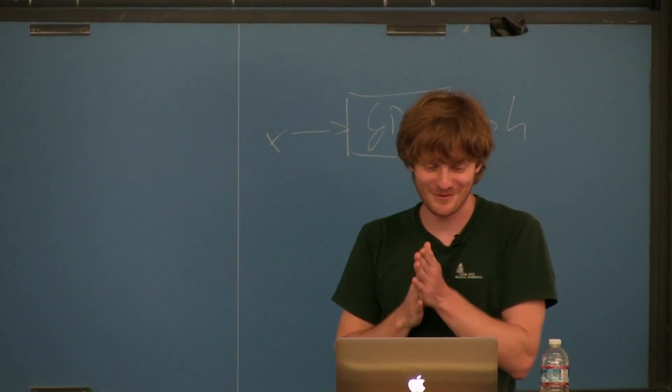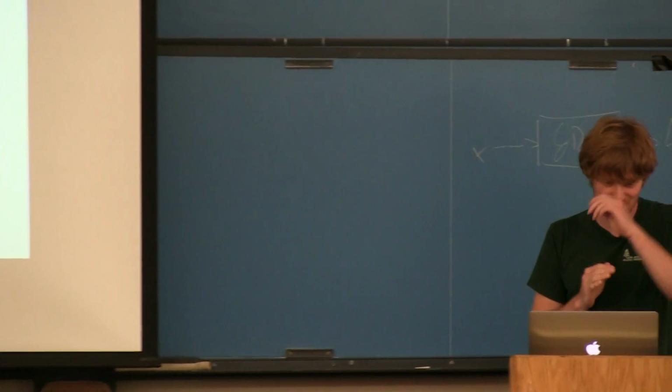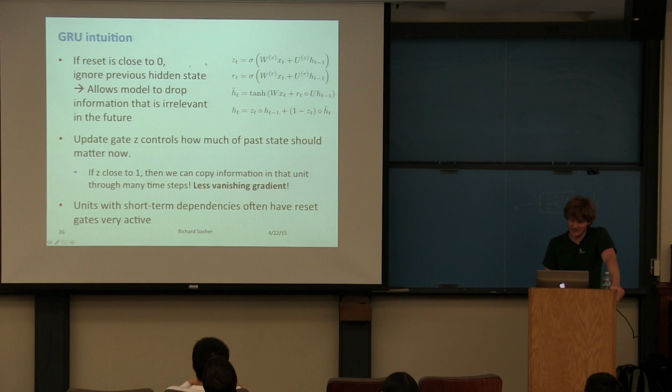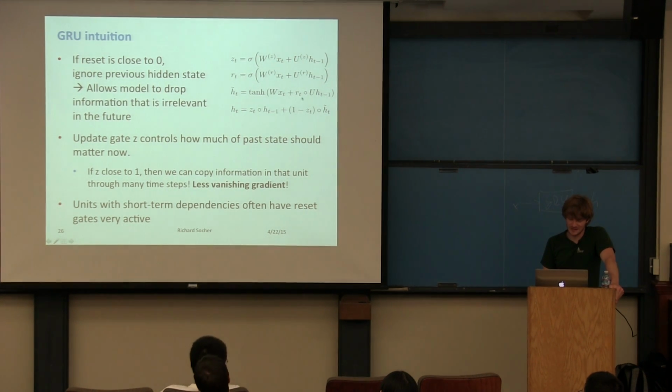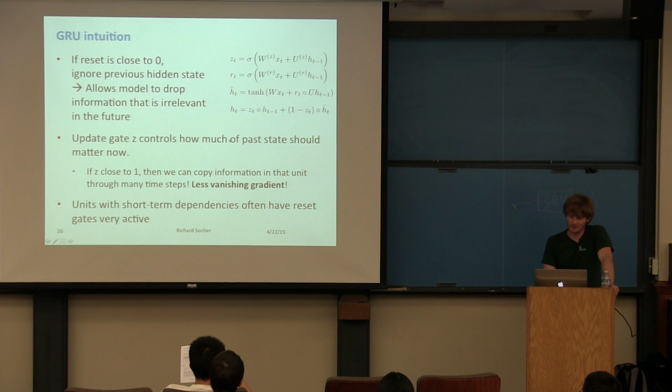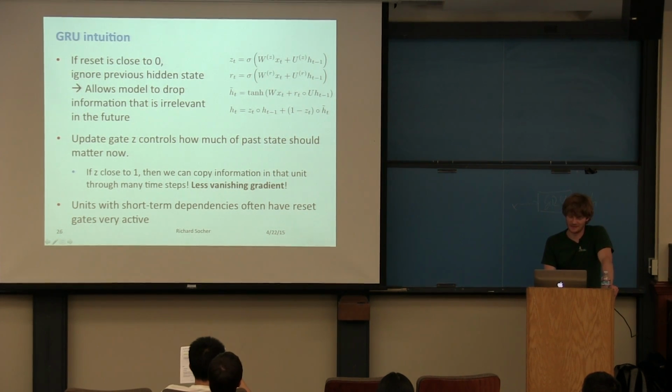All right, so I think we covered, thanks to your great questions, most of these intuitions. But let's just reiterate. So if the reset gates here are close to 0, we can ignore the previous hidden state entirely for H tilde, and that basically allows the model to drop information that is irrelevant in the future. I think we said this also. The update gate Z controls basically how much of the past state should matter at the current time step. And so if Z is close to 1, then we can basically copy over the information in that unit through many, many time steps.